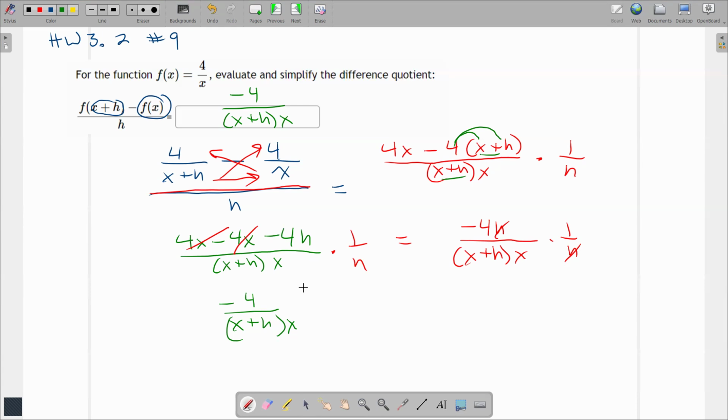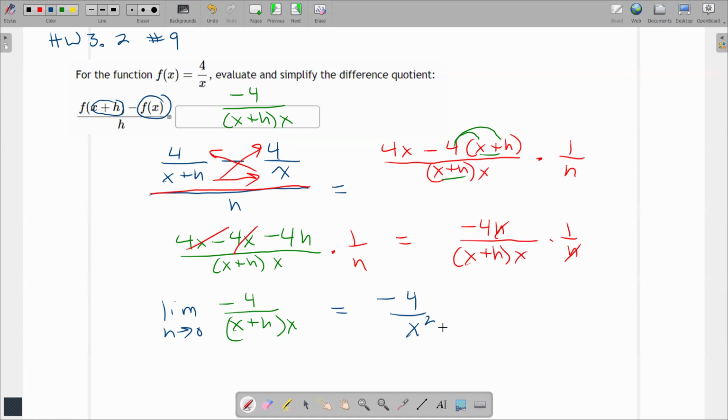However, I'm dying to take the limit, aren't you guys? Let's do it before you run away on me. If I take the limit of that, if h goes to 0, x plus 0 is just x, times x is an x squared, so this becomes negative 4 over x squared. Notice that's very similar to the original function. 4 is still on the top. There's at least one x on the bottom. The only difference is I have a negative in the top and an x squared in the bottom.